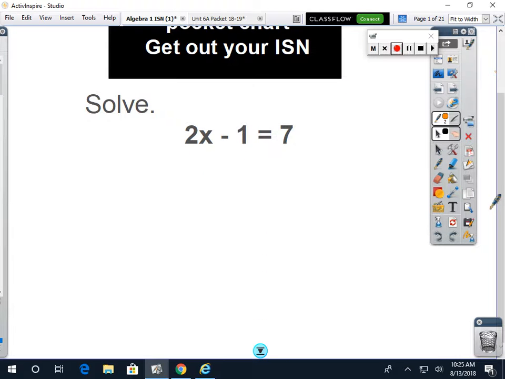Okay, solve 2x minus 1 equals 7. This is known as a two-step equation because to solve it, you've got to do 2 steps. Okay, Chris Shaw, do you want to help us with the first step?